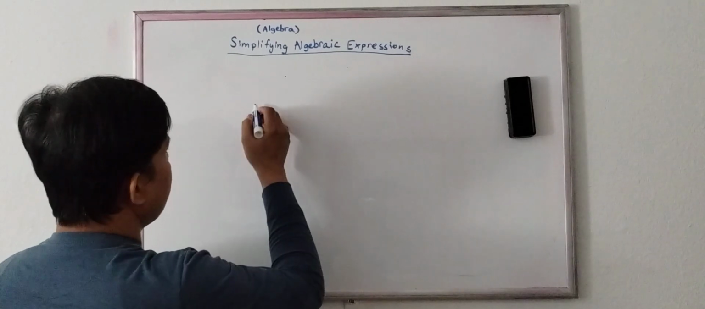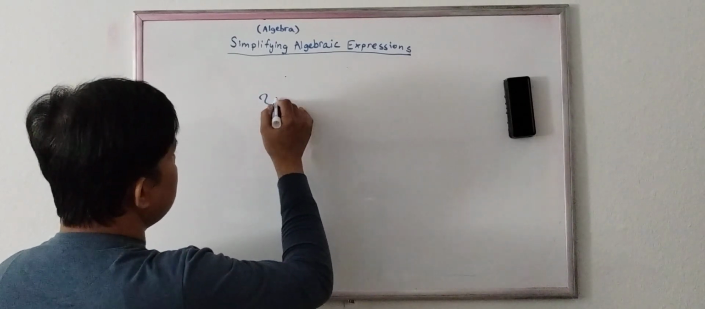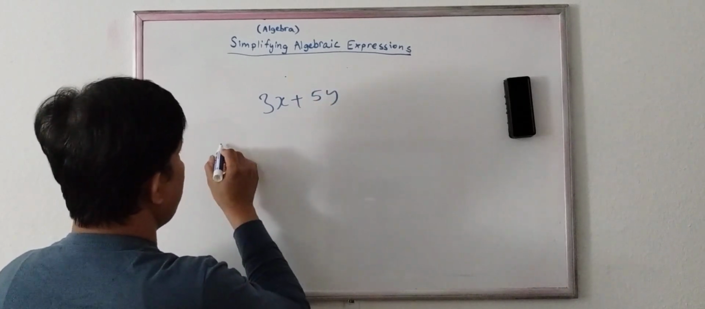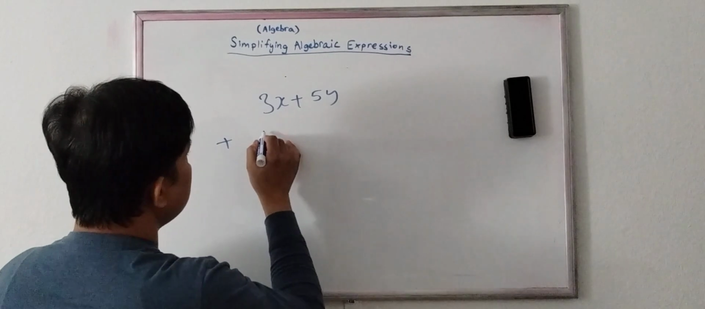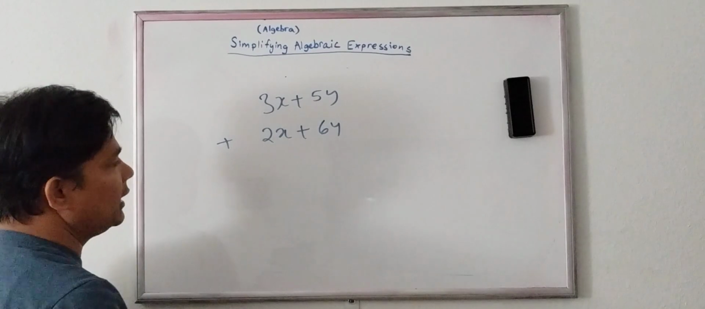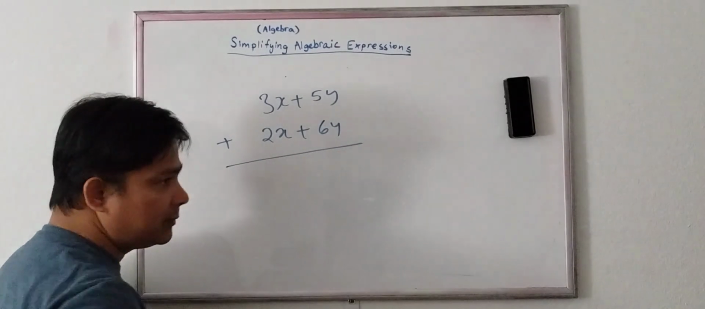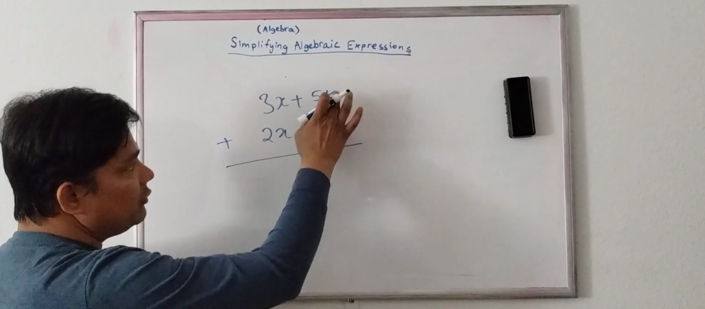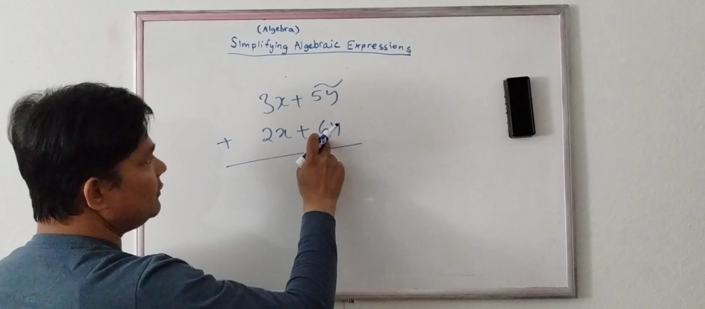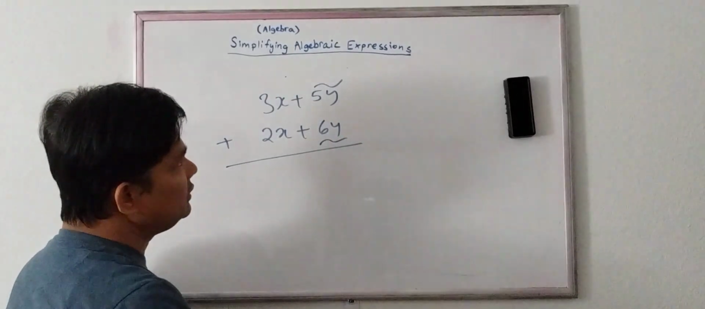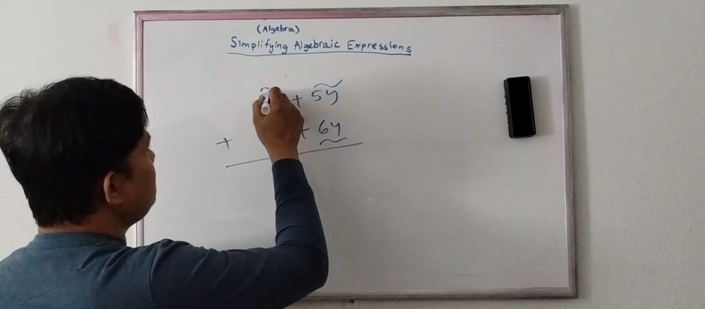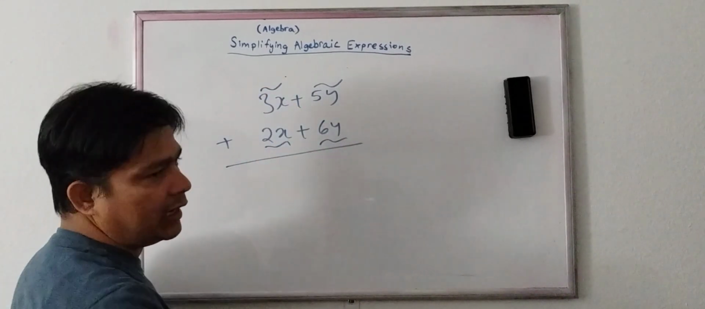Now, if I say, okay, let's add 3x plus 5y to 2x plus 6y. So how are you going to do that? Same thing. What we learned earlier, we have to look for the expression with the same variable. So this one and this one, 5y and 6y, these two have the y variable and these two have x.